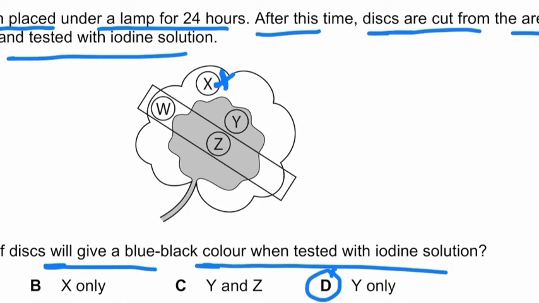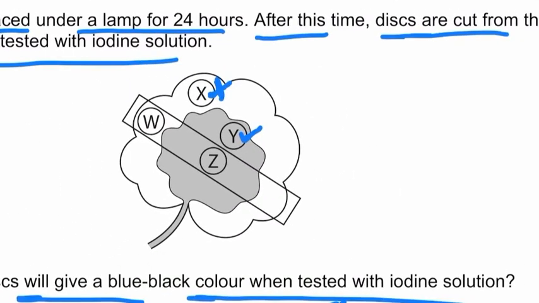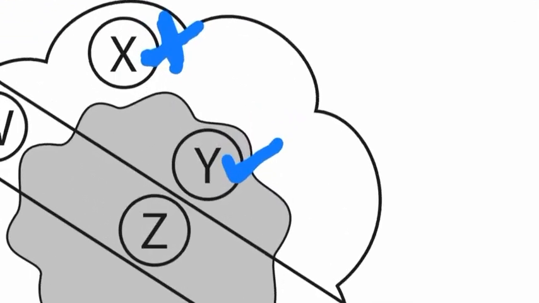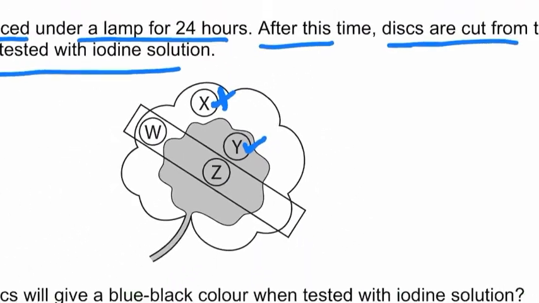If we talk about Y, so guys, Y is an area which has chlorophyll. This area also has light, because this area is not covered by the aluminum foil, and light is not blocked. So Y has light, Y has chlorophyll, Y has carbon dioxide, Y has water. So all the factors are present. It means photosynthesis will occur at Y, and starch will be present, and this area will stain blue-black.